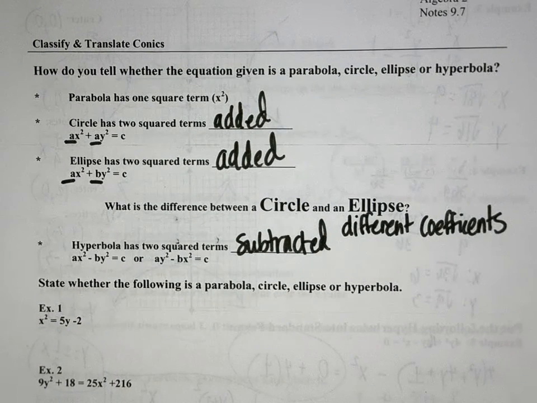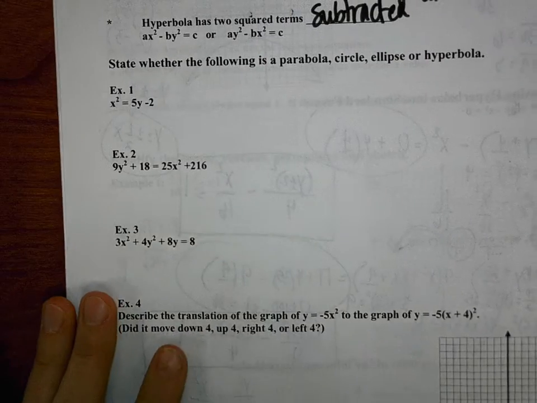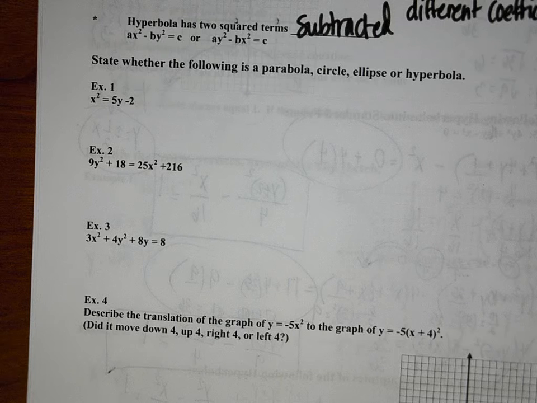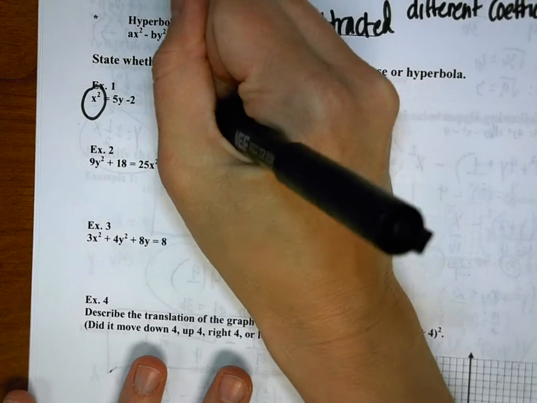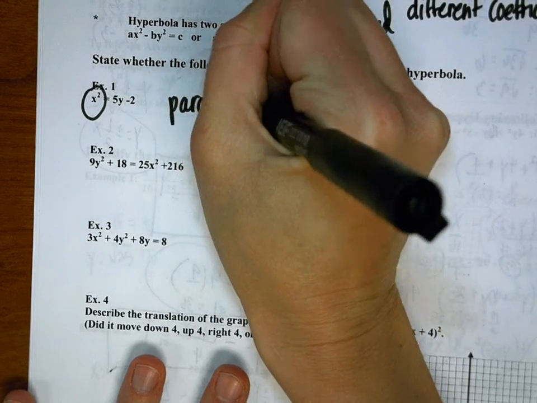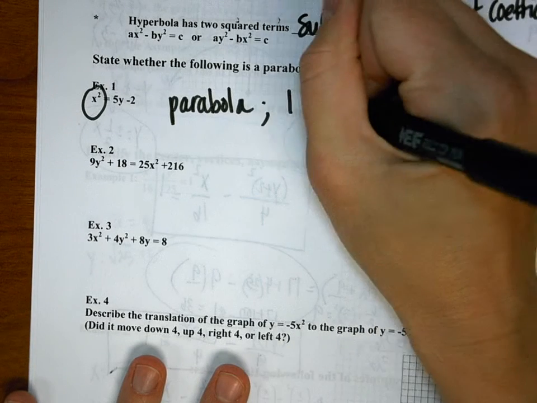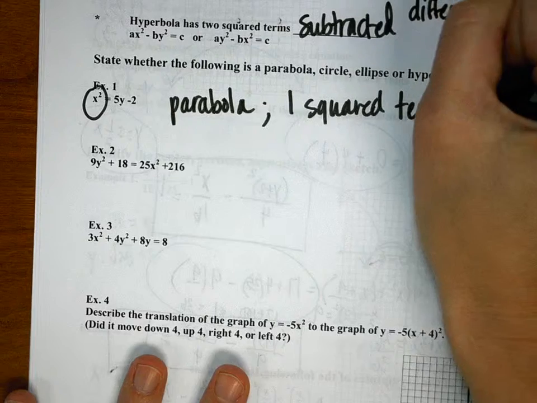Okay, so state whether the following is a parabola, a circle, an ellipse, or a hyperbola. So when you look at these on example 1, what do you notice? Hopefully you said that there is only one squared term. So this is a parabola, and it's because it has one squared term.